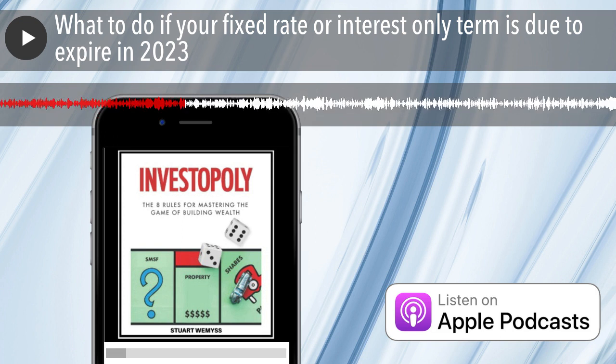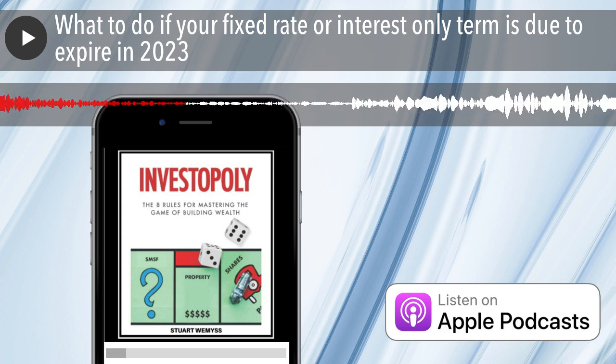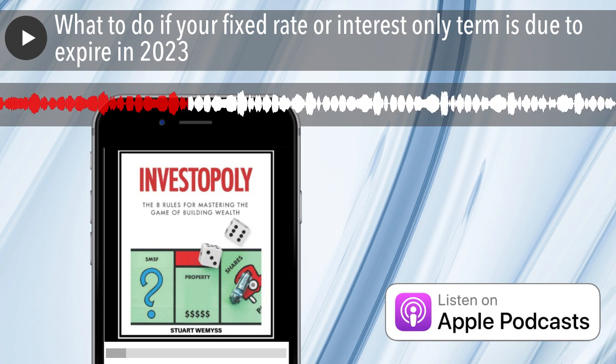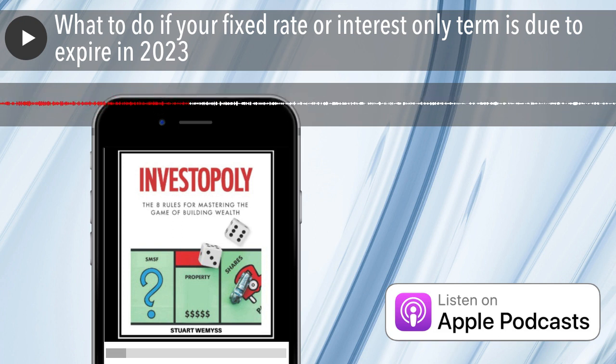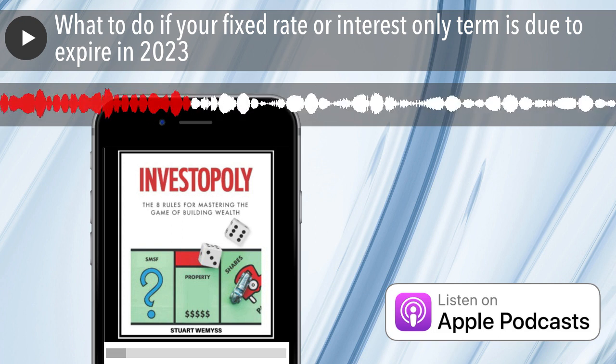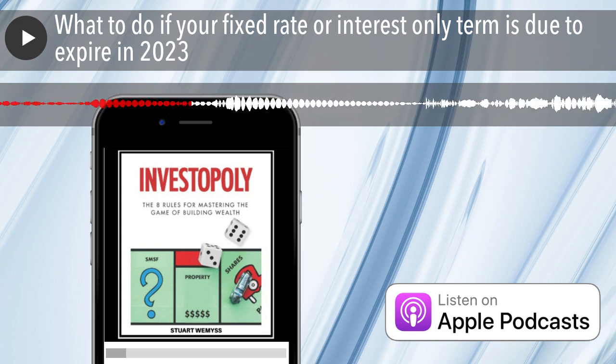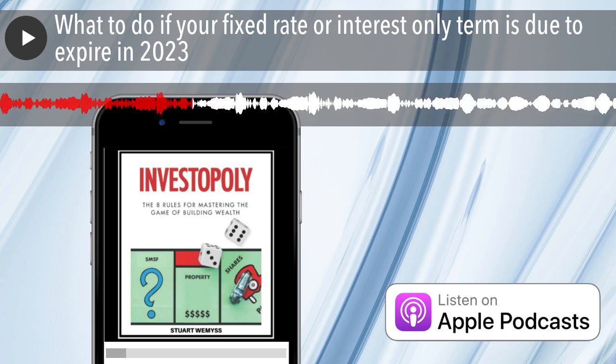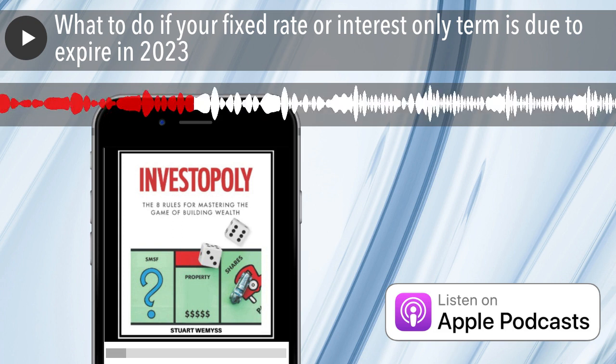Now, the bank doesn't have to give you another interest-only term. Of course, you're contracted to make principal repayments at a particular stage, so you can apply, but they don't have to provide another interest-only term just because you've requested one.